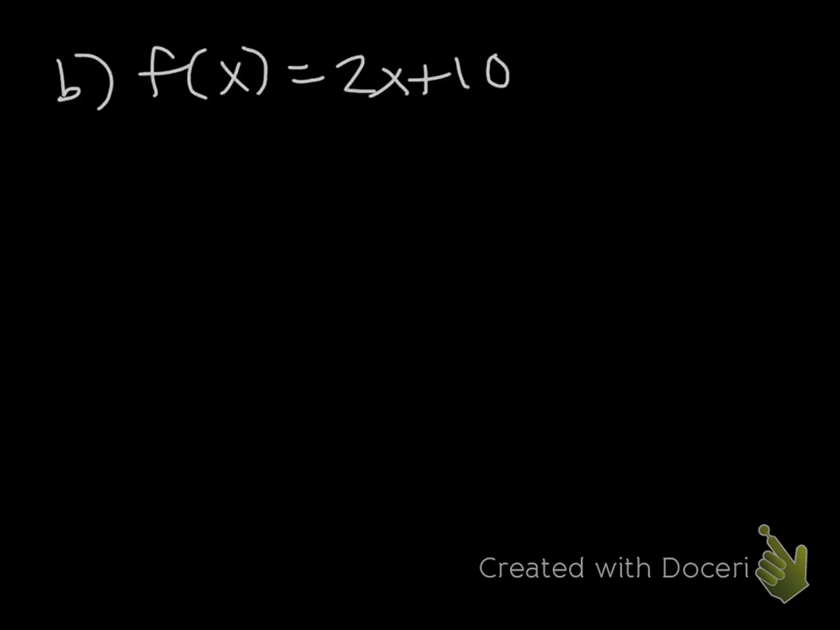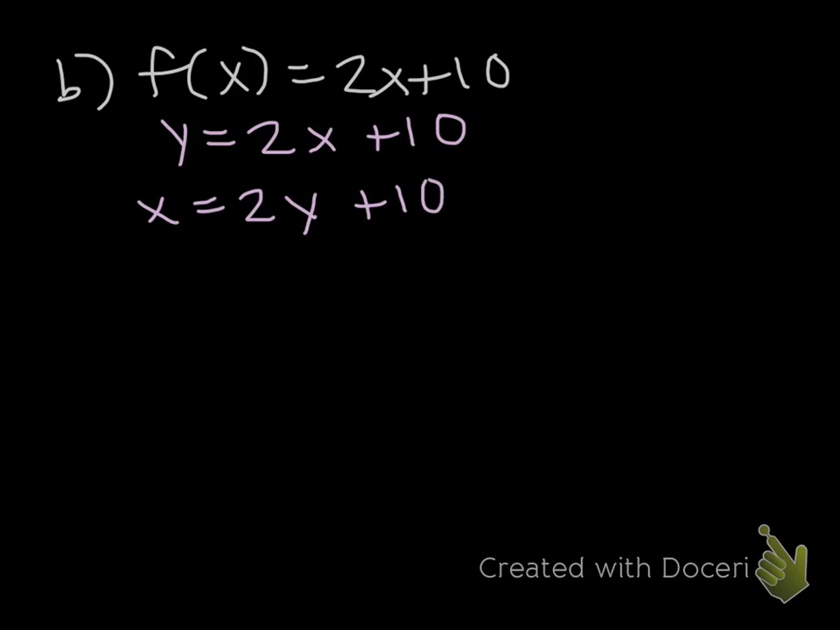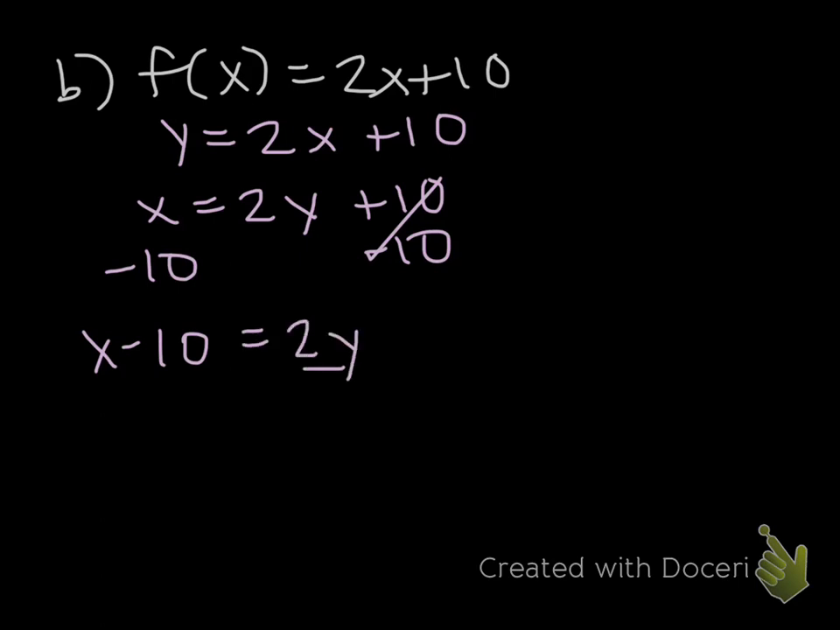Letter B, again, I'm going to start by writing y equals 2x plus 10. I'm going to switch x and y. I keep the format looking exactly the same. None of the numbers move. X and y are the only ones that move. And now I solve for y. So I will be subtracting 10 to get y by itself first. And now to get y by itself, I will be dividing by 2.